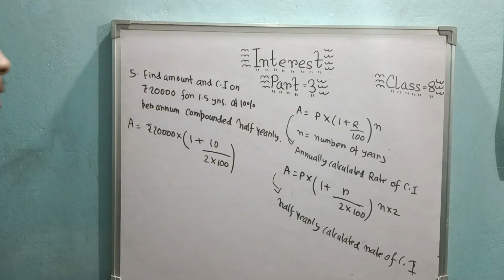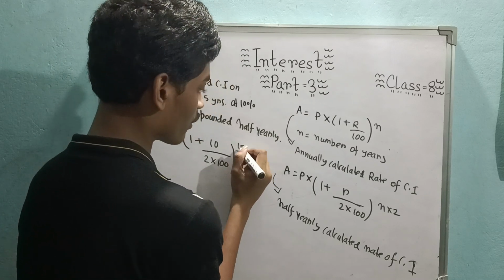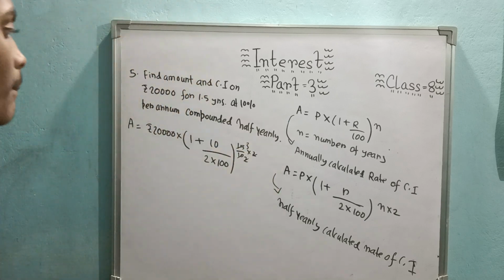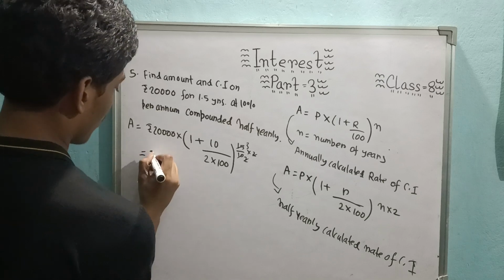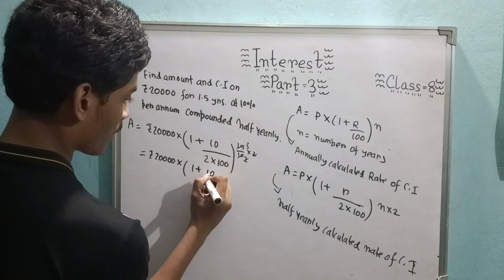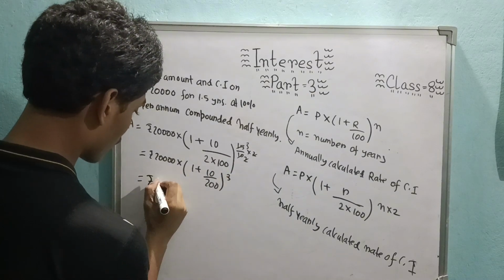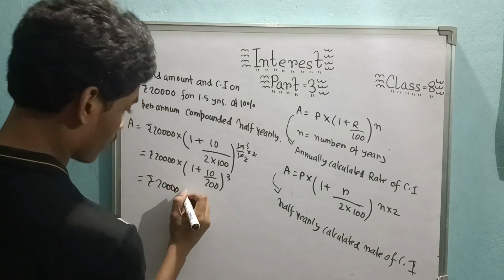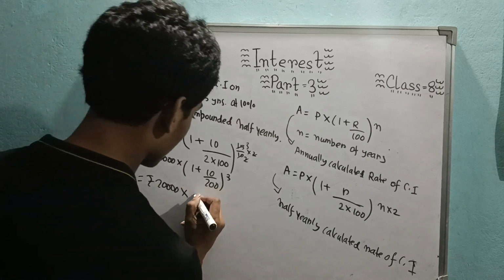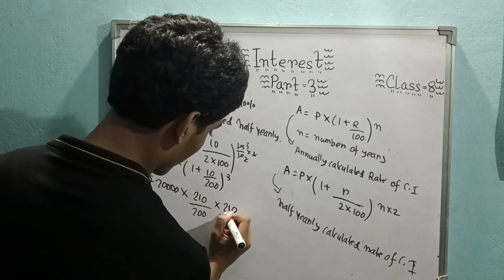1.5 means what? 15 by 10. Calculation divided by 2, 3. So 20,000 into 1 plus 10 by 200 to the power 3. So rupees 20,000. Don't worry, I have the calculator. So this is 210 by 200, obviously, to the power 3, 3 times.